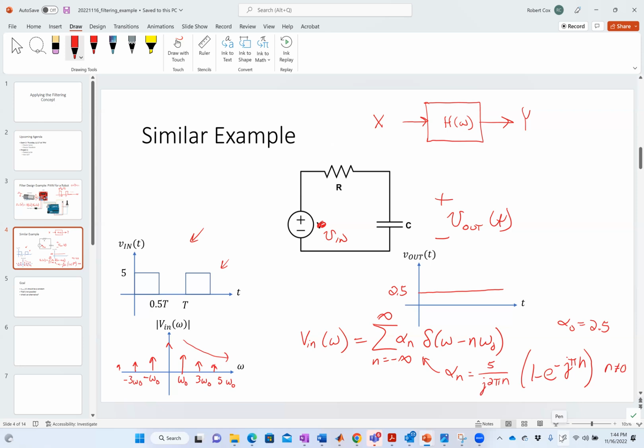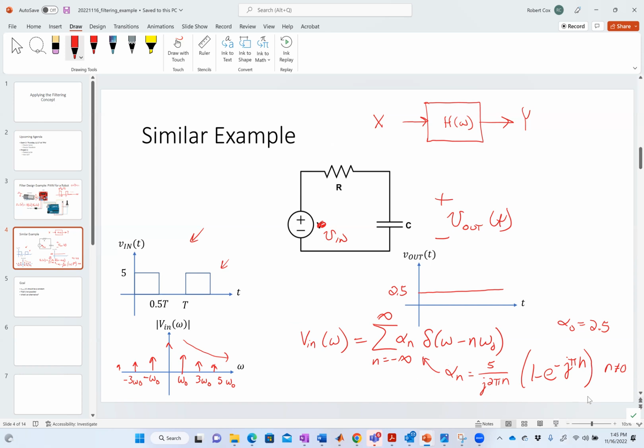If I see two impulses here, one at omega naught and one at minus omega naught, what does that mean? Those are alpha n values, yeah. So in the time domain, how does this impulse at omega naught and negative omega naught relate to something in the time domain? The cosine. Yeah, there's a cosine. So these tell me the amplitude of the cosine at omega naught. And this tells me the amplitude of the cosine at 3 omega naught is smaller, and the one at 5 omega naught is smaller than that. So it's that type of thing that it's telling me.